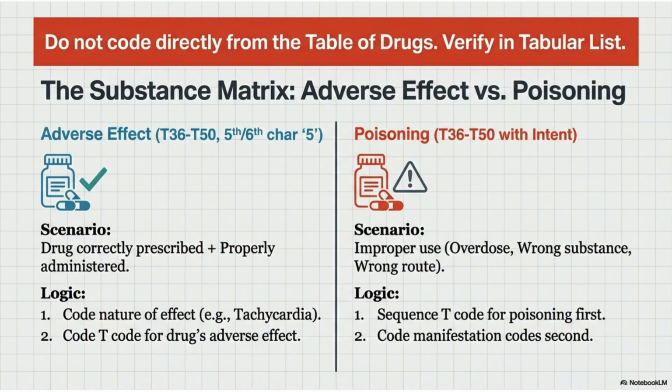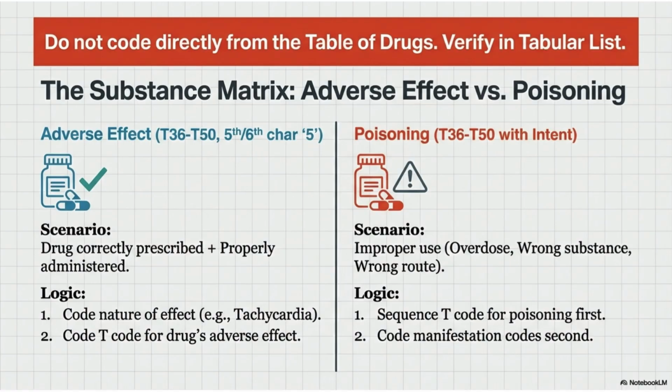This section is all about understanding the difference between an adverse effect and poisoning. An adverse effect happens when the patient takes the correct drug, in the correct dose, by the correct route, but experiences a reaction. In that case, we code the manifestation first, and then the T code with the fifth or sixth character 5. Poisoning occurs when the drug is taken incorrectly, wrong dose, wrong substance, wrong route, or when there's an interaction, such as mixing prescribed medication with alcohol or another drug.